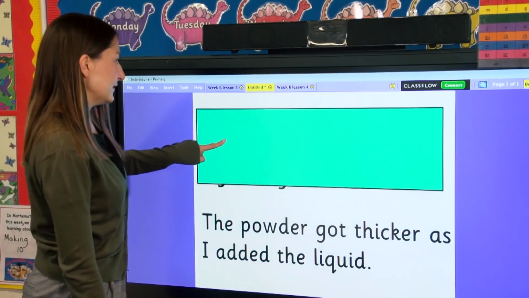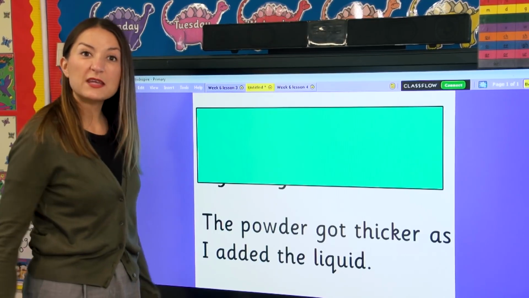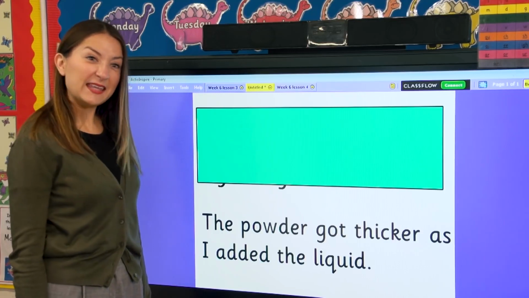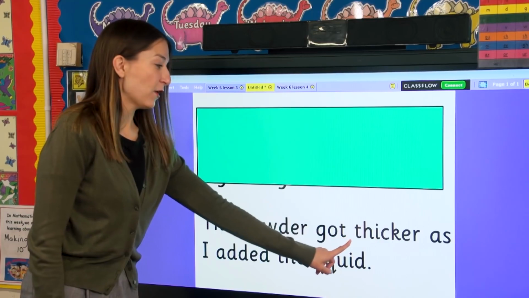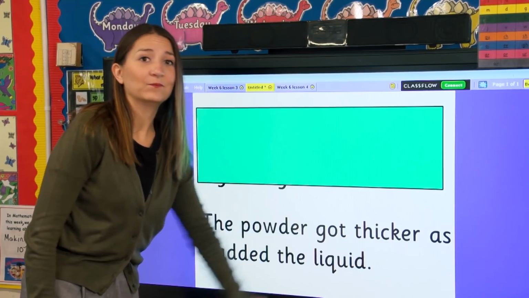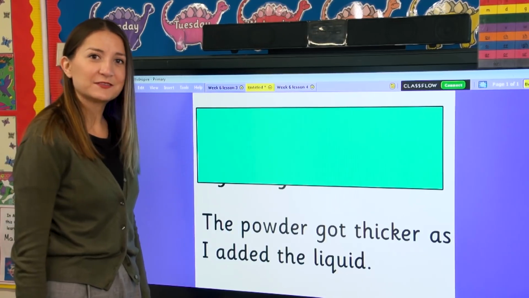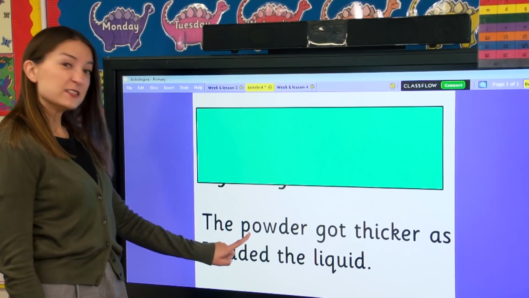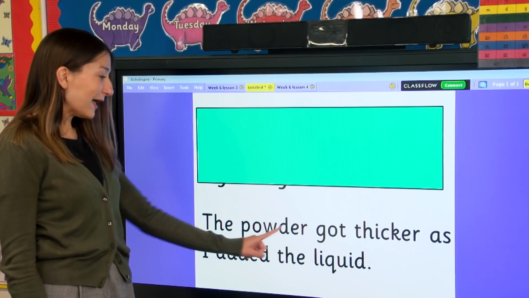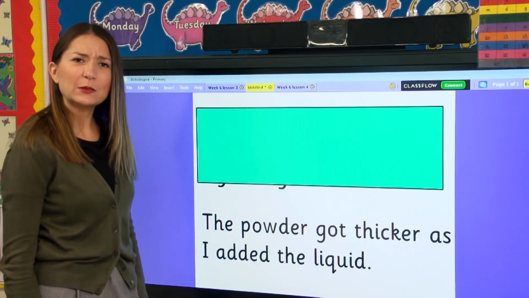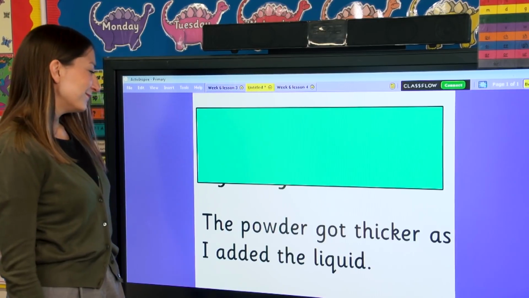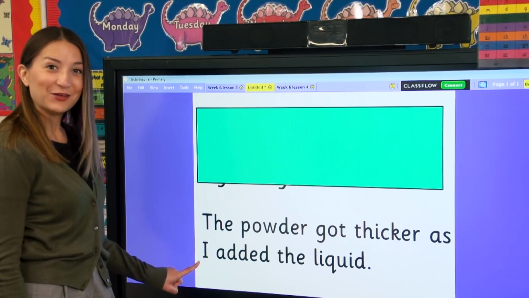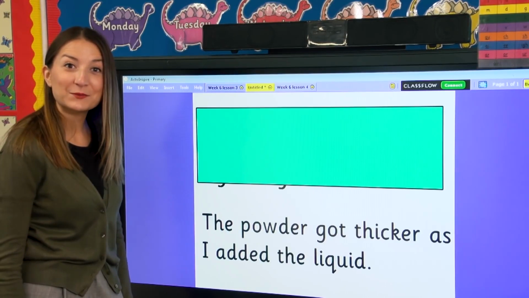Let's have a look at another sentence. Can you see a word with three digraphs? Yes, this word has three digraphs, th, ck, and er. Can you see any words with two digraphs? Yes, this word has two digraphs, ow and er. Can you see a tricky word we already know? Well done. This is a tricky word we already know. Now I want you to read aloud as I point to the words. Off you go.